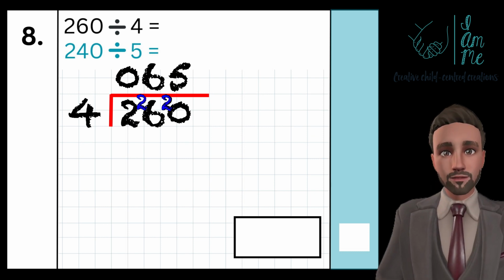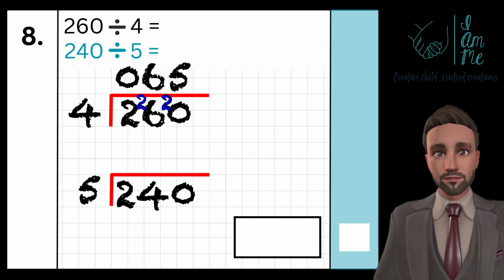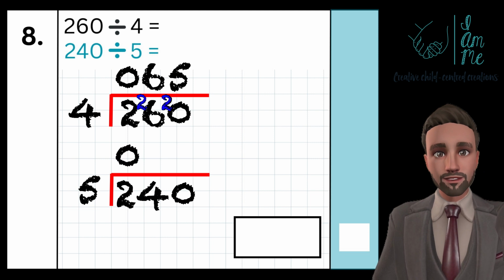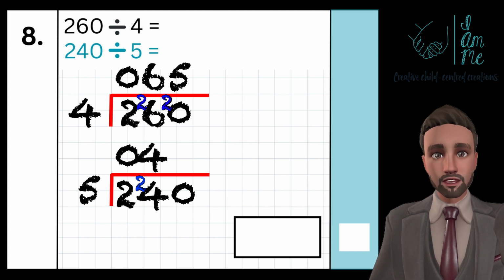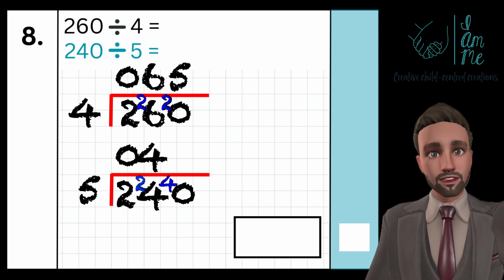The next one, 240 in the middle, 5 on the outside. 2 divided by 5, I can't do. 0 goes on the top, I carry the 2. 24 divided by 5 is 4, remainder 4. 4 on the top, carry the 4. 40 divided by 5 is 8, giving an answer of 48.